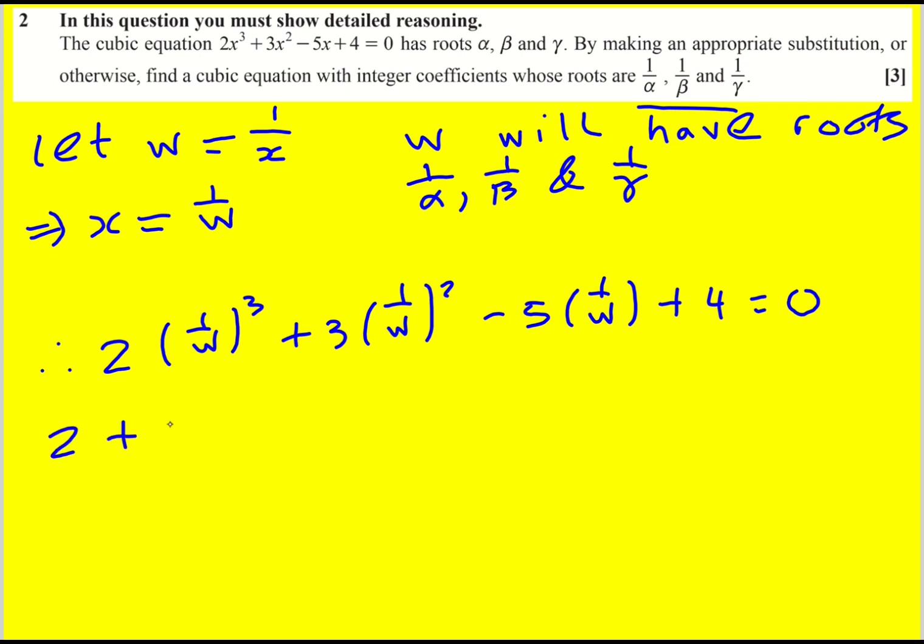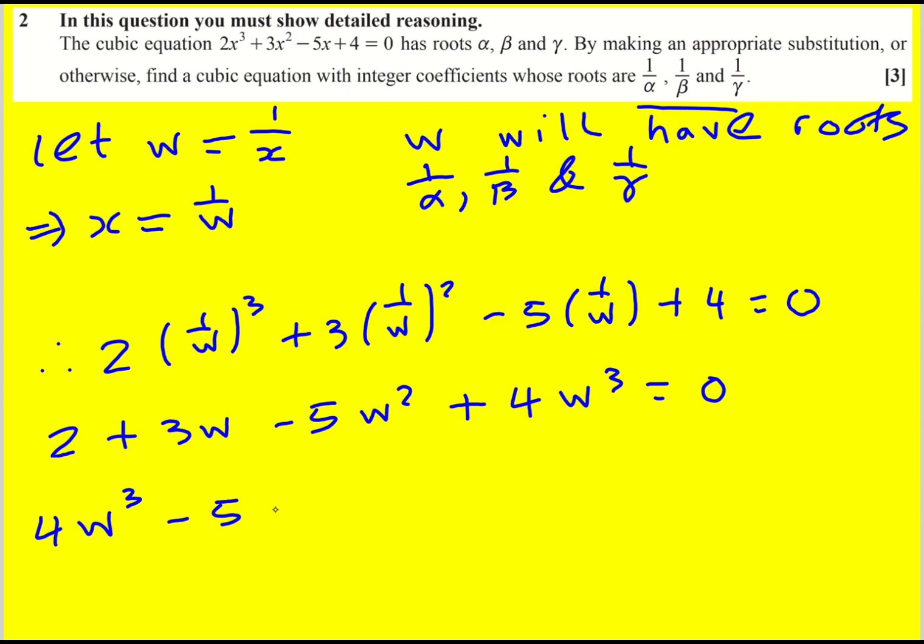So 2 plus 3w minus 5w squared. This is very, very quick. Plus 4w cubed is equal to 0. And that is essentially my equation. I'm just going to rewrite it so the highest power goes first. You can put x back in there if you want. You can call it whatever you like. The roots will still be 1 over alpha, 1 over beta, 1 over gamma. So I'm going to leave it in terms of w. And that is our answer.